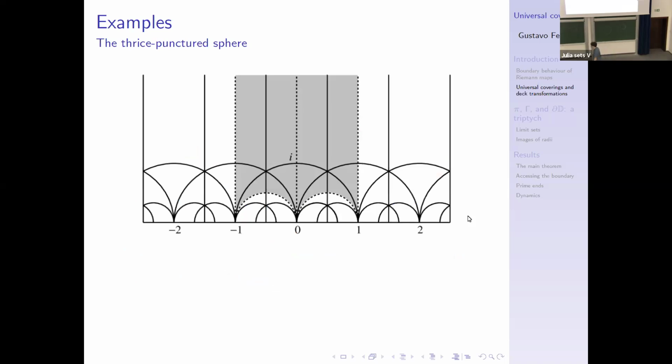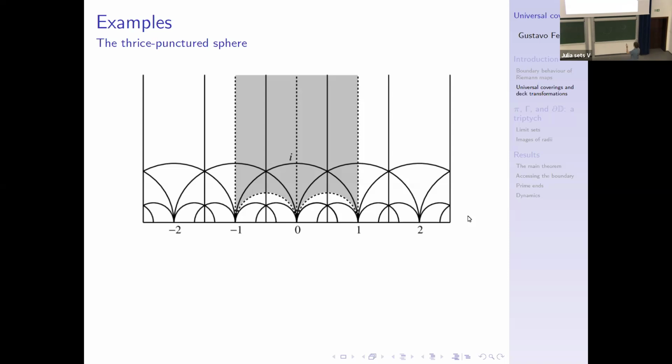Another example, and for this one, I couldn't really produce an image, so you're going to have to use a bit of your imagination. But we have here the upper half plane. And what is represented here, this region in gray, is a fundamental domain for this covering, which is the covering of the Riemann sphere minus 0, 1, and infinity.